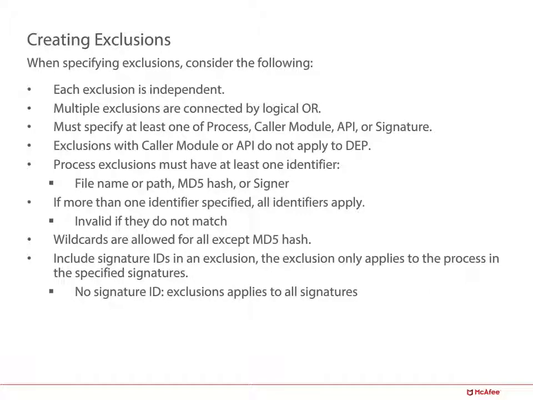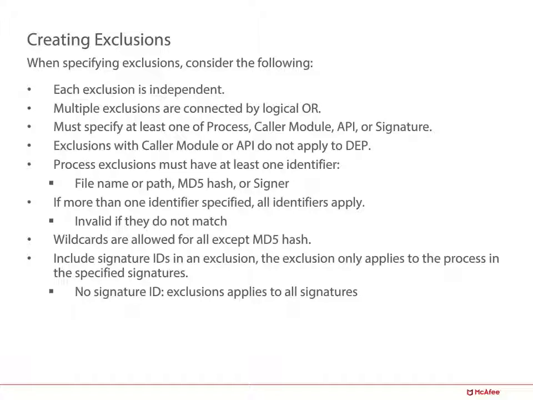When you're creating your exclusions, we want you to be sure to consider the following. Each exclusion is independent. Multiple exclusions are connected by an OR, so if one exclusion matches, the violation event does not occur. So you must specify at least one process, caller module, API, or signature. The exclusions with the caller module or API do not apply to the DEP.